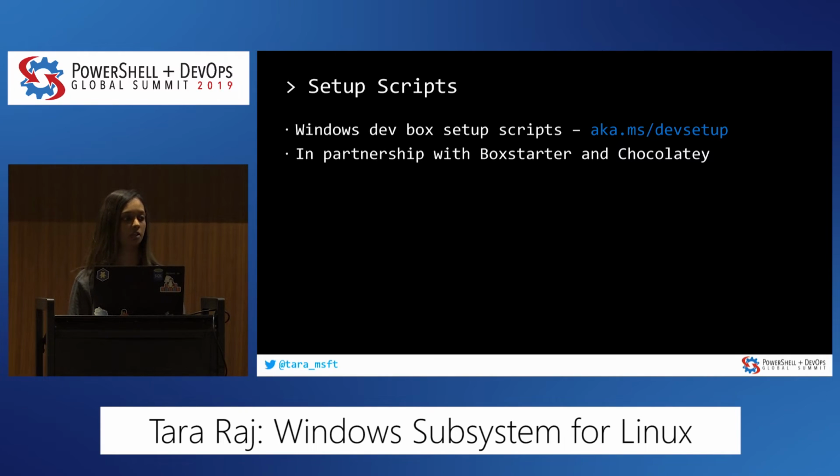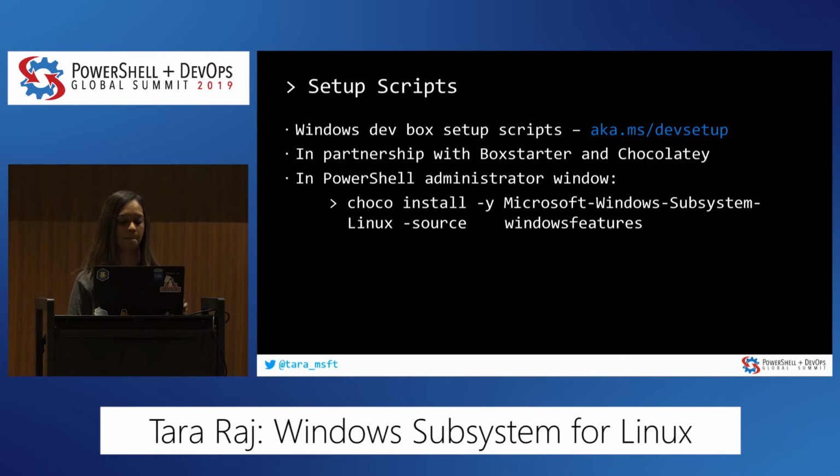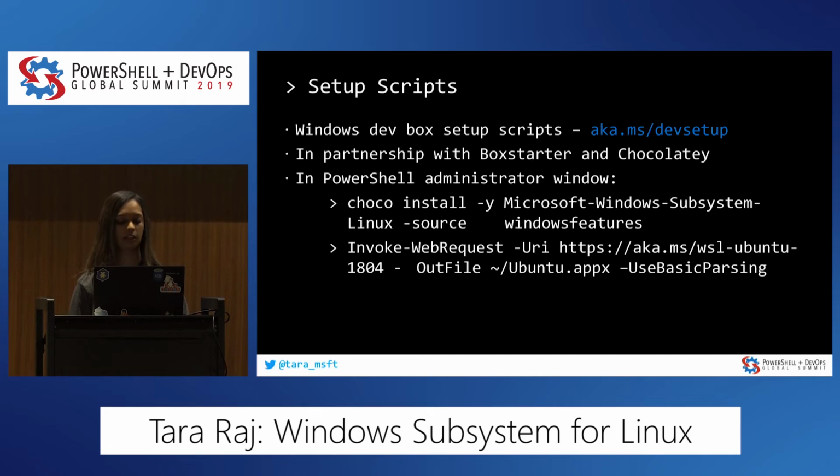As I had mentioned, WSL, when you first enable it, does require you to restart your machine. If you run this script, it'll restart your machine and then pick the script right back up from where you left off. So basically, if you were in a PowerShell administrator window, you Choco install the Windows Subsystem for Linux and the optional feature itself. And then you can actually install a distro from the command line as well. This is an example of what Ubuntu 18.04 would be, and you just add that path to the Ubuntu Appx. This also works as an offline installation.